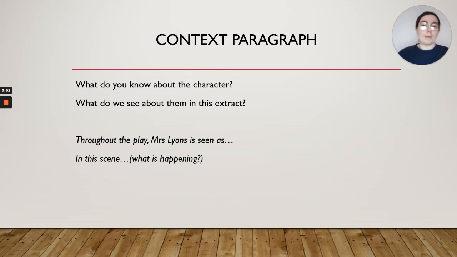So what do you know about this character? What do we see about them in this extract? So throughout the play, Mrs. Lyons is seen as, so talk about in the wider context of the play, how do we see Mrs. Lyons? What do we know about her? What is factual information that we can get down about her? Then how do we see her in this extract? So what is happening in this scene at this moment in the play? So pause me now, take about 2-3 minutes to write yourself a couple of sentences for your context. So pause this video, write those 2 sentences.